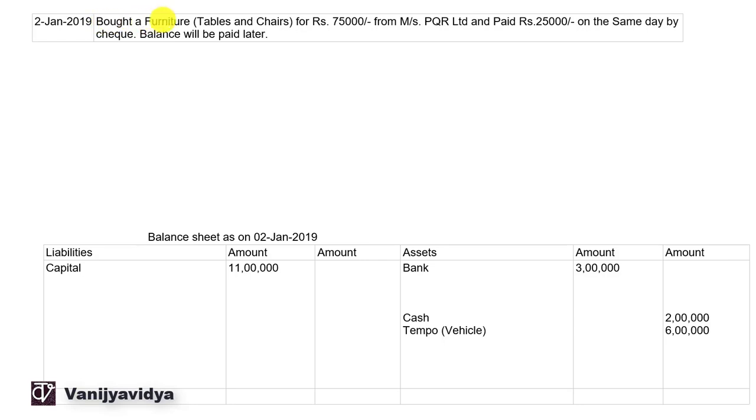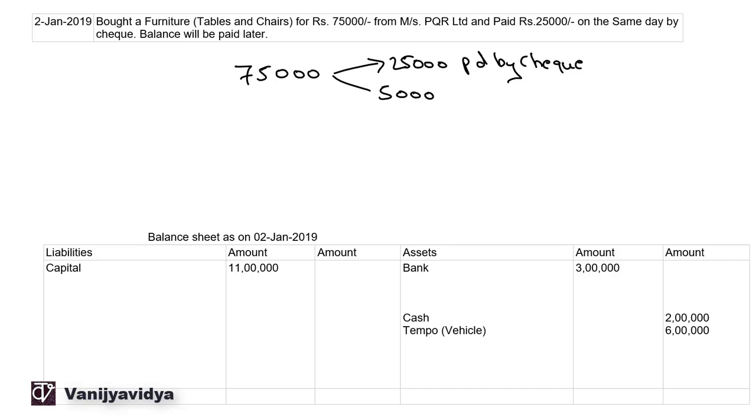On 2nd Jan 2019, bought furniture, tables and chairs, for rupees 75,000 from Messrs. PQR Limited and paid rupees 25,000 on the same day by cheque. Balance will be paid later. So 75,000 is the amount of the furniture which has been bought. Out of that, 25,000 is paid by cheque and the balance 50,000, that is 75,000 minus 25,000, will be paid later.